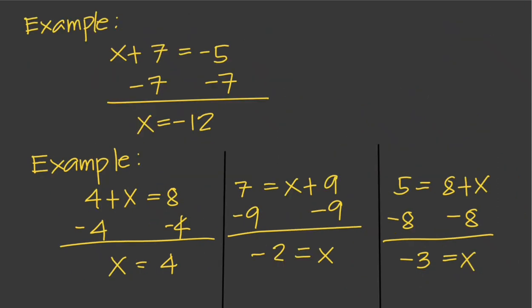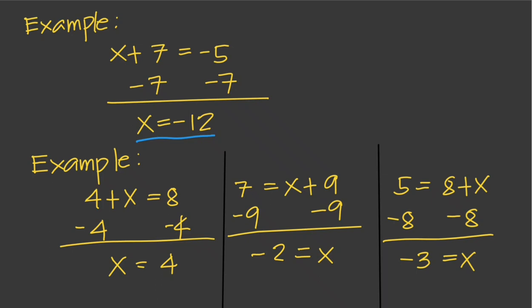Okay, another example. What if we're given this problem? x plus 7 equals -5. So our unknown is x, and 7 here is together with our unknown x. We want to get rid of 7, so we subtract both sides by 7. So we get x equals negative 12 as our answer.